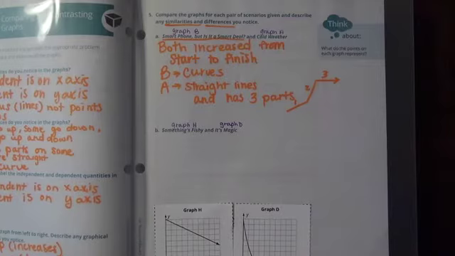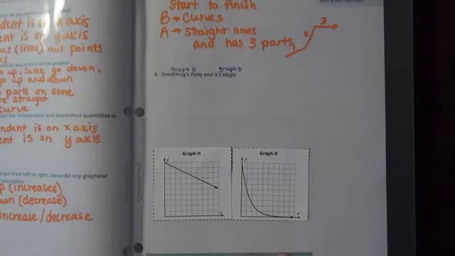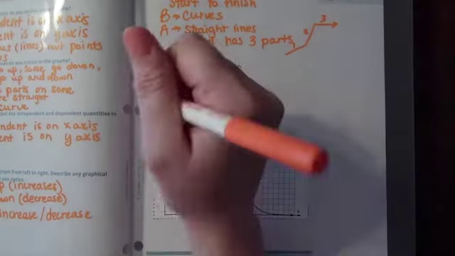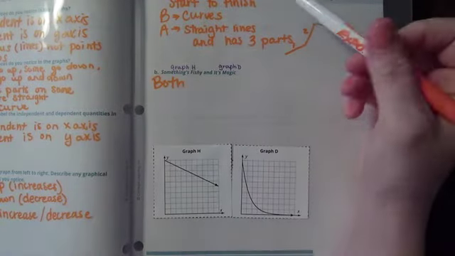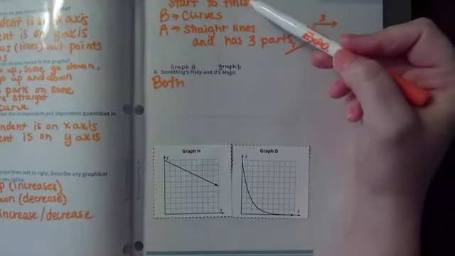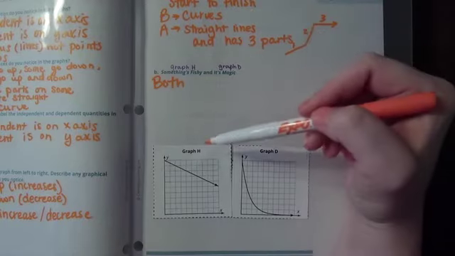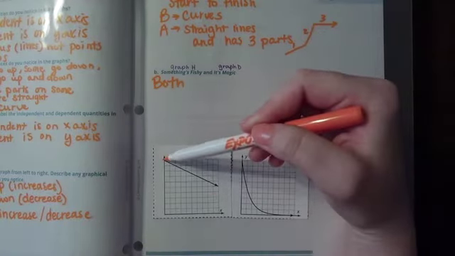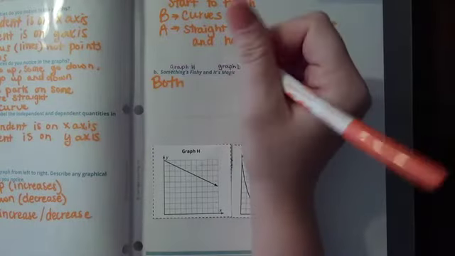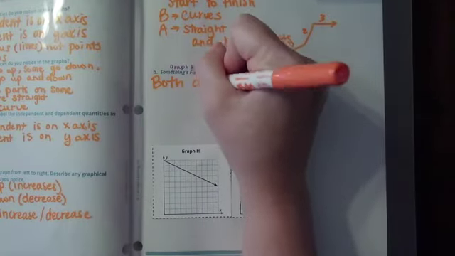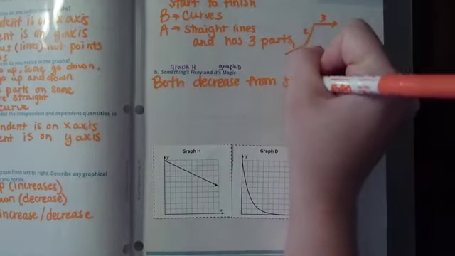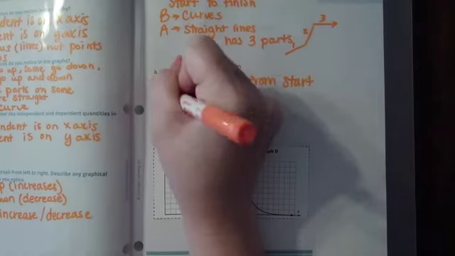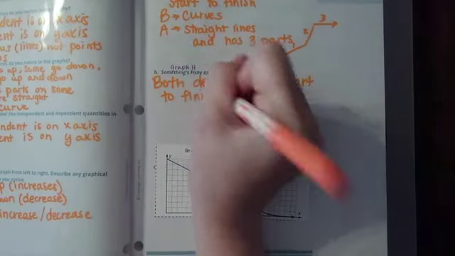All right, so graph H and graph D. So again, see if you can find something that's the same, and then let's find the differences. So the same, so both, well, just like the opposite of those two that were up there, they both increased. These both decreased. They start higher and end low. So these decrease from start to finish. Okay.